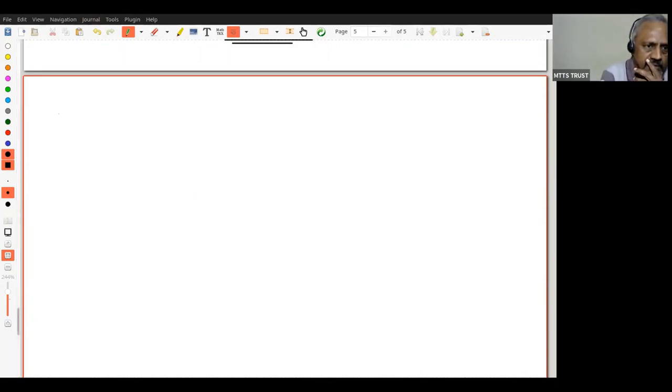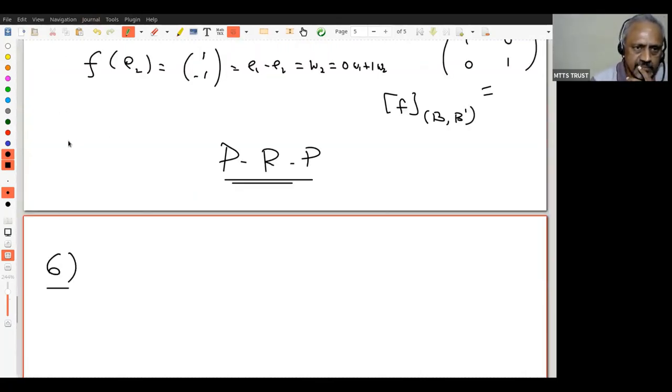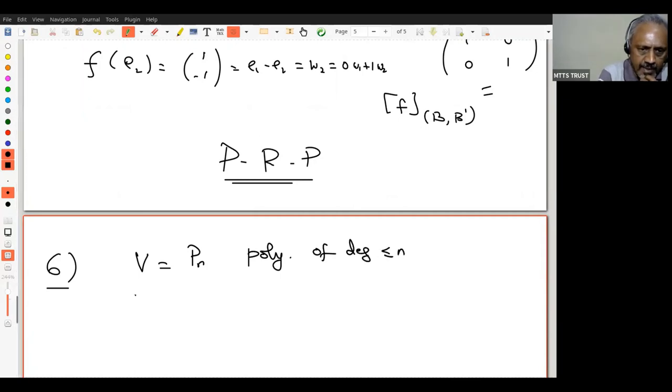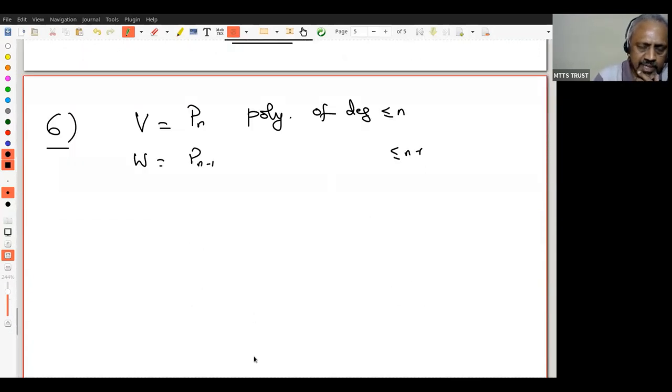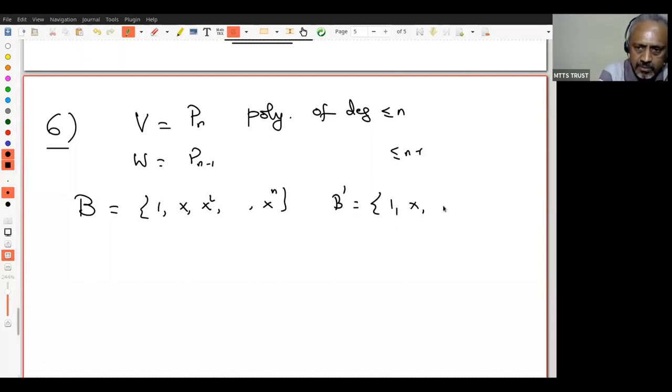Okay. Now let's look at the sixth example. Let V be Pn, that is, polynomials with real coefficients of degree less than or equal to n, and W equal to Pn minus 1. So we have a very natural basis for V and W. For the domain, we will choose the basis 1, x, x squared, up to x power n, because remember it's n plus 1 dimensional. And for W, exactly the same, 1, x, but then up to x to the power n minus 1.